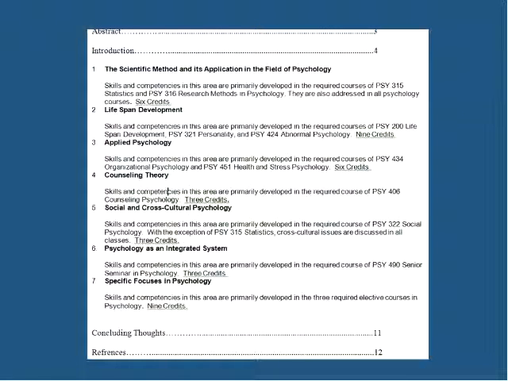Here we go. Your paper isn't exactly going to look like this, but I wanted to show you. You're going to have your abstract, your introduction, right after that the scientific methods and its application, then lifespan development, then applied psychology. All of these should be approximately 2 pages long, give or take a quarter of a page. So if you go over a little bit on one, you can go under a little bit on another. Or you can go up to 16 pages if you want to keep writing. But this is really what it's going to look like.